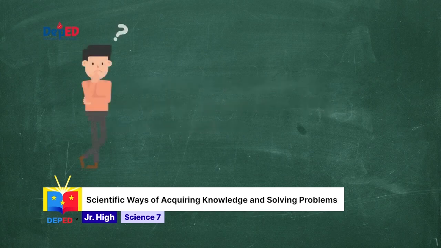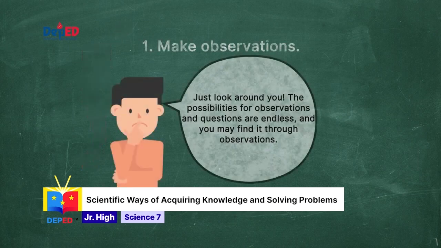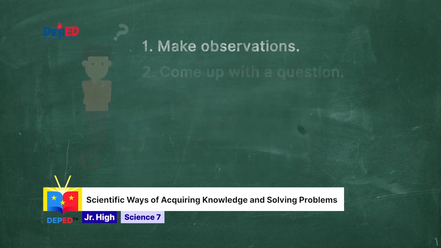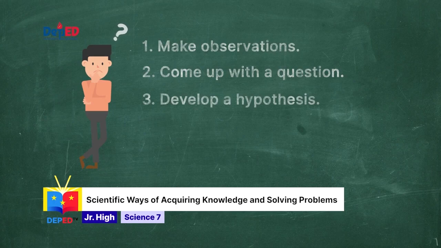When using scientific method, the first thing you need to do is to make observations. Just look around you. The possibilities for observations and questions are endless, and you may find them through observations. After observation, you may come up with a question. The next step is to develop a hypothesis. Hypothesis is an educated guess.